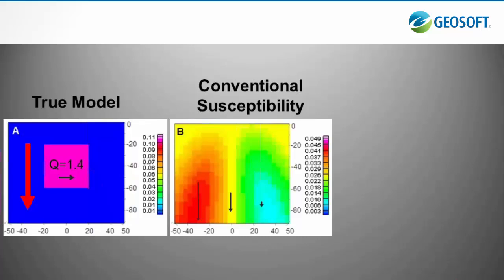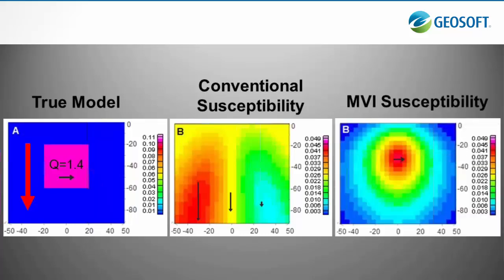Now let's take the same data, we'll put it into the same inversion algorithm, but we'll allow the inversion algorithm to rotate the orientation of the magnetic vector to best fit all on its own. And if I do that, I get a result that we call MVI susceptibility.